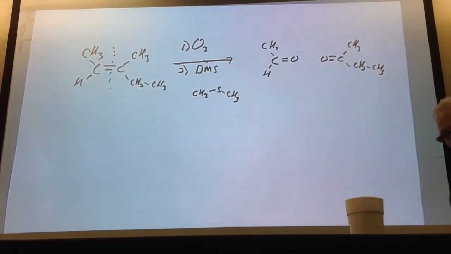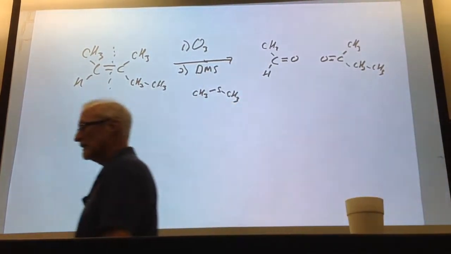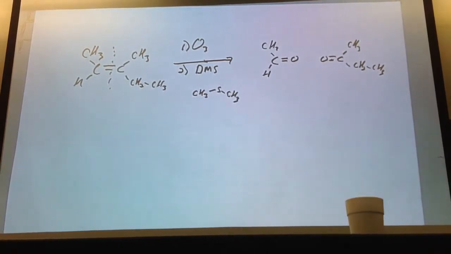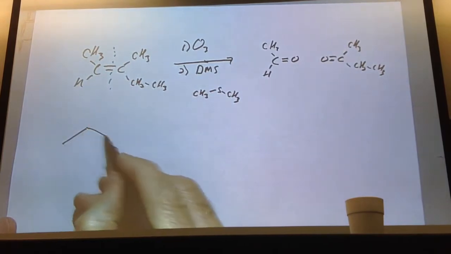Don't think that you always get two products. What you do is you snip the carbon-carbon double bond. If you have a straight chain molecule that's not a ring compound, then you will get two products. But when you give me the product, you have something like this.